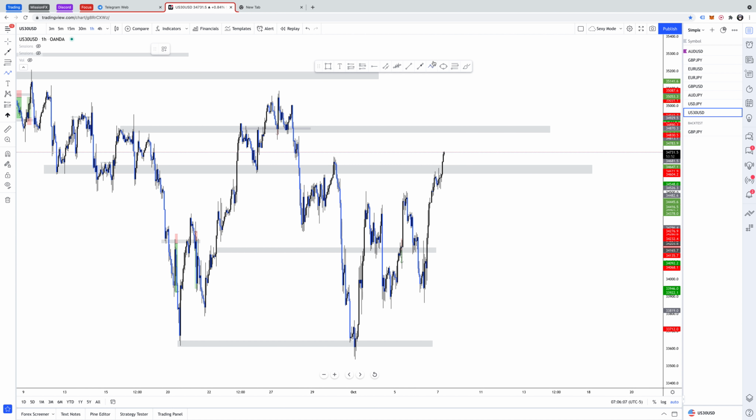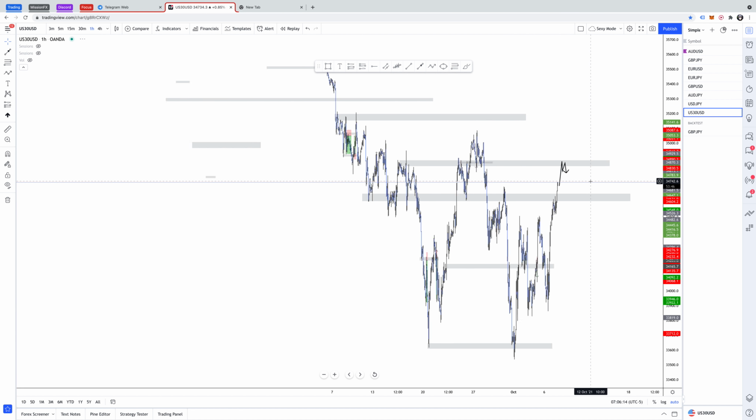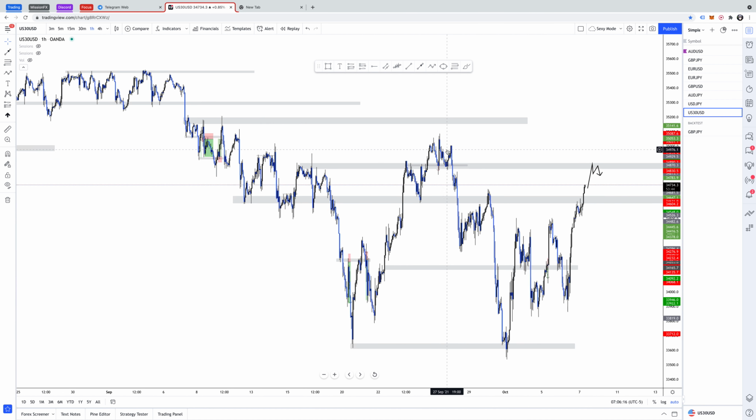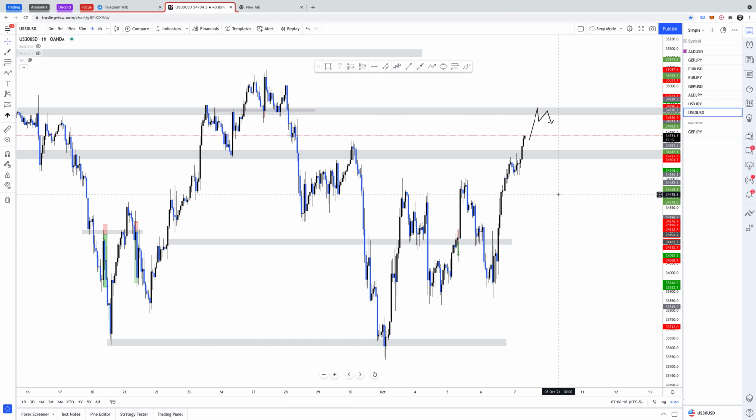This zone up here looks like we'll see at least a little bounce right here at whatever price this is. I can't even see because all my position tools are cluttering the chart. We'll probably see a bounce up there.